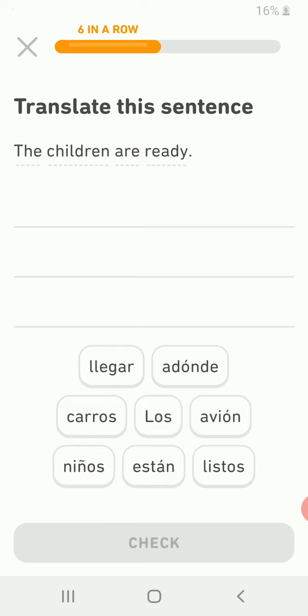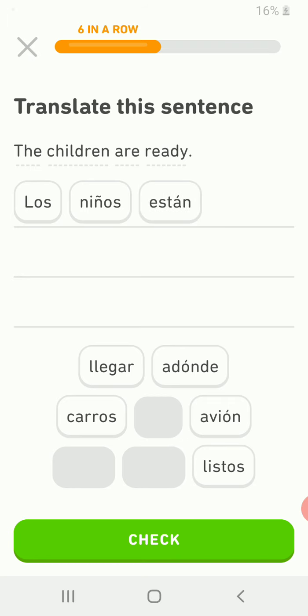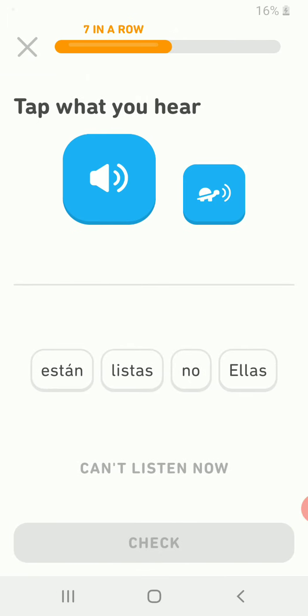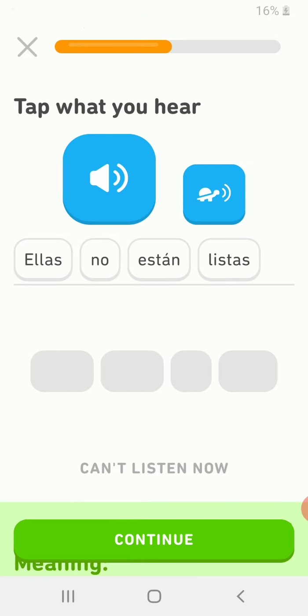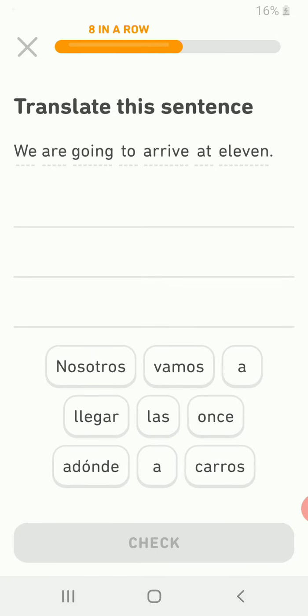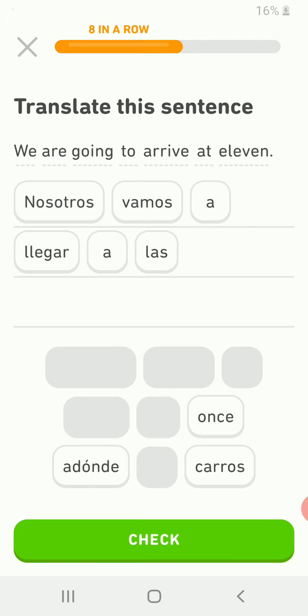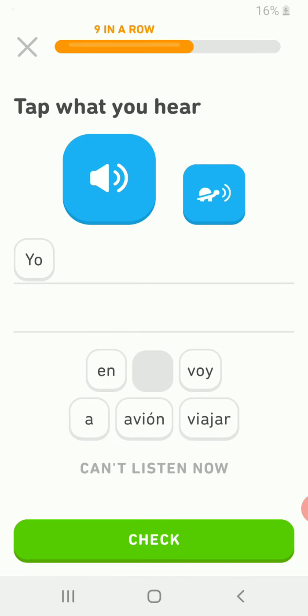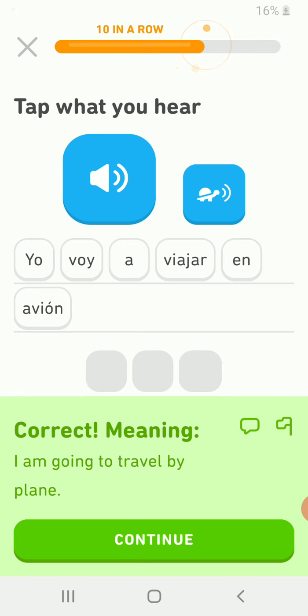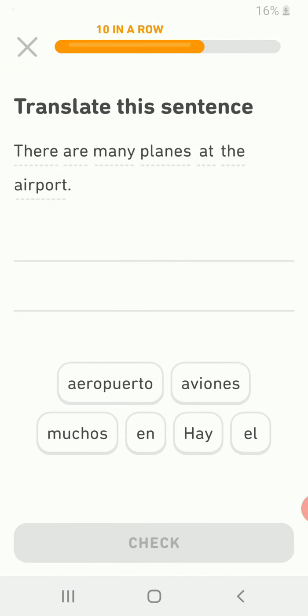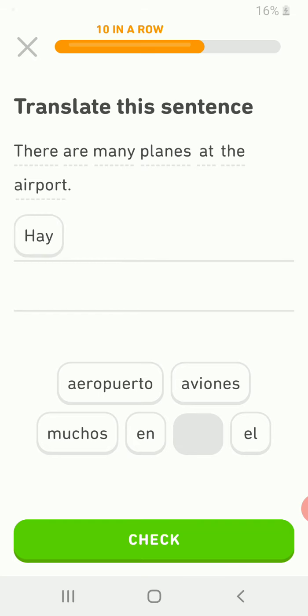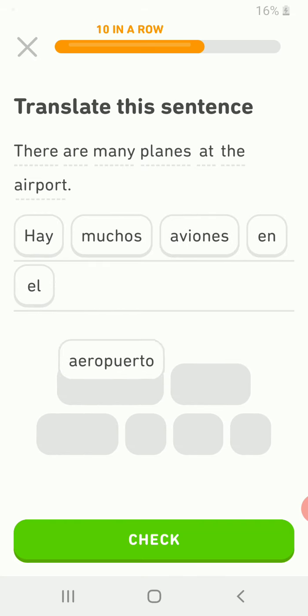The children, so los niños, are ready. Están listos. Los niños están listos. Ellas no están listas. Good. We are going to travel at 11. So, nosotros vamos a viajar, a llegar, so to arrive. Llegar a las 11. Yo voy a viajar en avión. So, I'm going to travel by plane, and there are many planes at the airport. Hay muchos aviones en el aeropuerto.